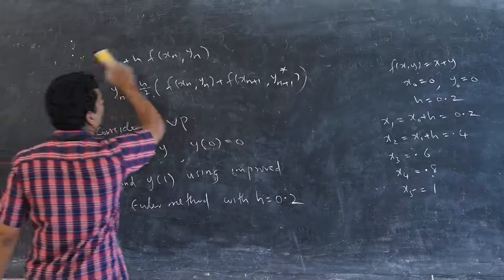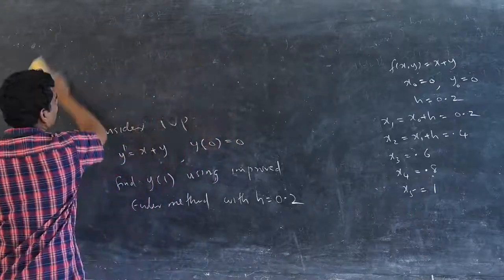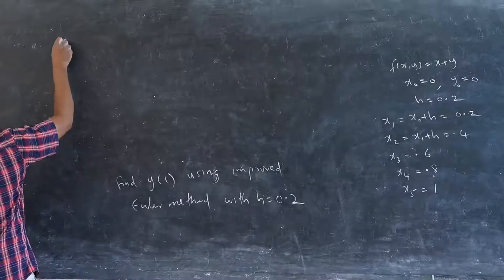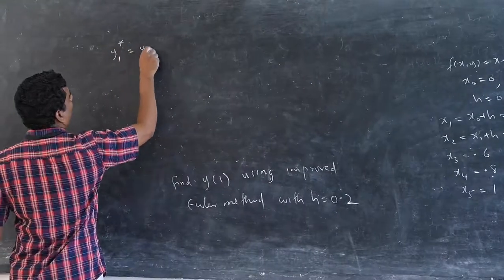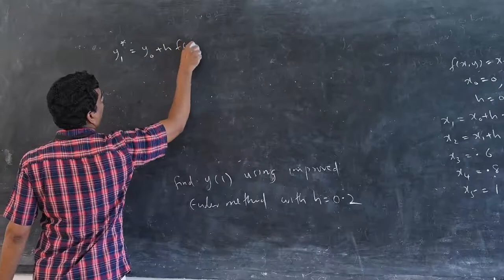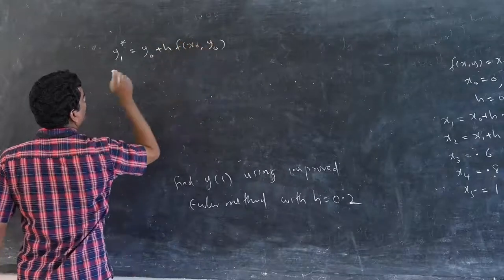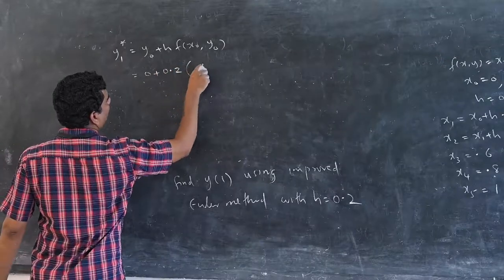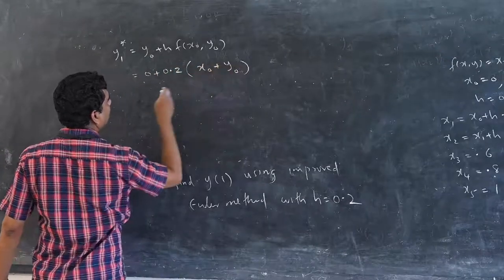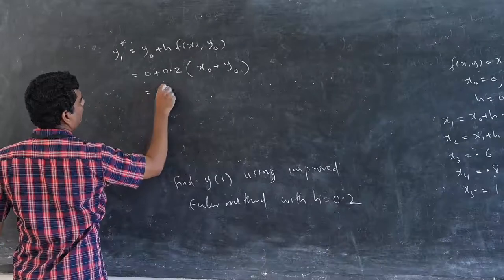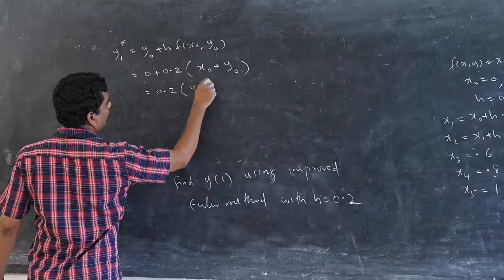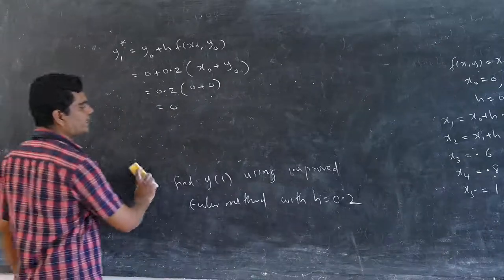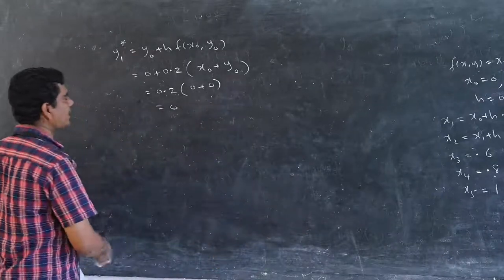Now we use the improved Euler method. First we find y1 star. y1 star is equal to y0 plus h into f(x0, y0), which is 0 plus 0.2 into (x0 plus y0), which is 0.2 into (0 plus 0). This is equal to 0. So y1 star is 0.